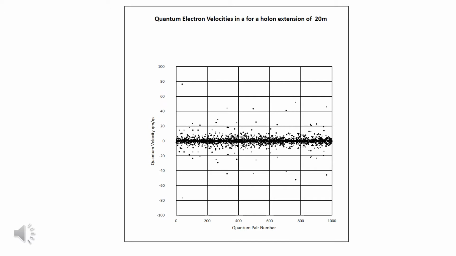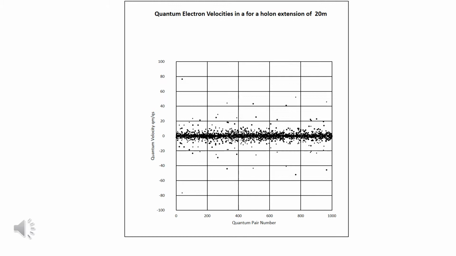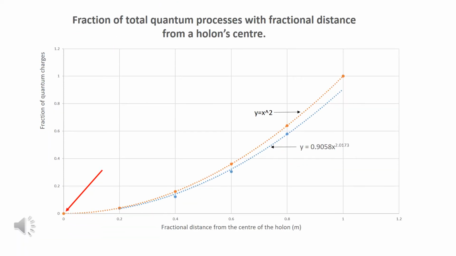But what happens to the speeds of quantum electrons as HOLONs become smaller and smaller? We are interested in the region right near the origin of our graph, indicated by the red arrow. Some really tiny HOLONs with extensions between 1 × 10⁻¹⁰ and 1 × 10⁻¹⁷ meters in length were looked at.